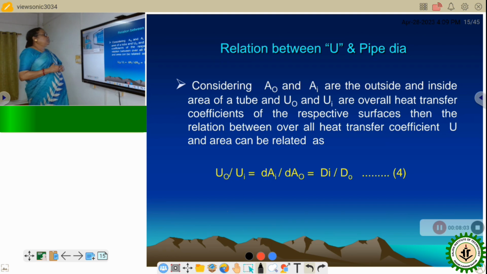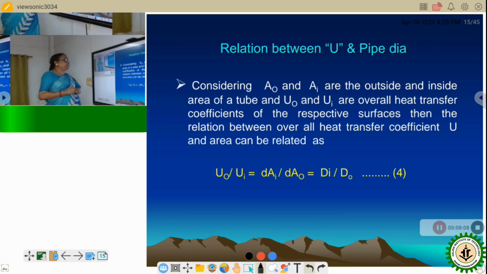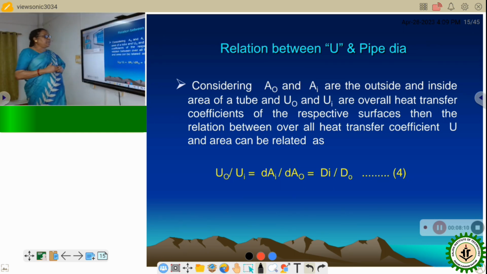Now, considering AO and AI are the outside and the inside area of a tube, and UO and UI are the overall heat transfer coefficients of the respective surfaces, then the relation between the overall heat transfer coefficient capital U and the area can be related as UO by UI is equal to dAI by dAO, that is, capital DI by DO, the internal diameter of the pipe divided by the outside diameter of the pipe.